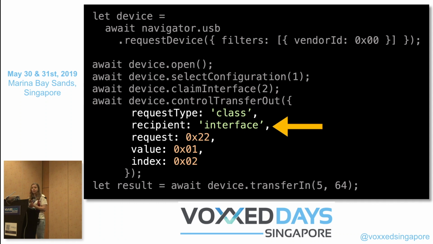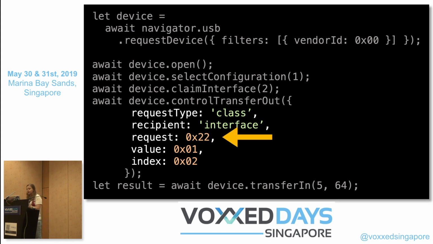Then we have the recipient. What part of the device is receiving this instruction? So in our case, that's the interface. You could be more specific and send it to a specific endpoint, or you could be less specific and send it to the device as a whole.